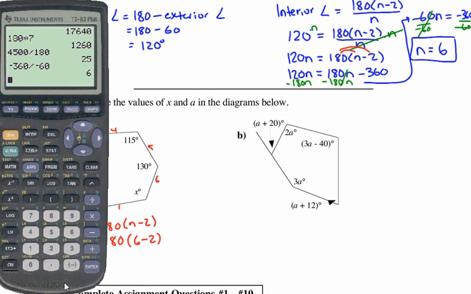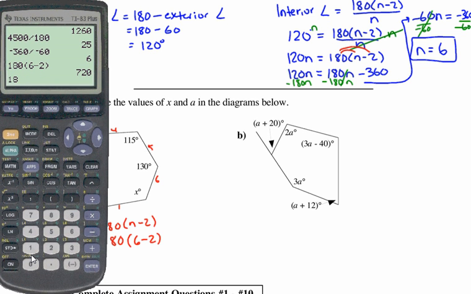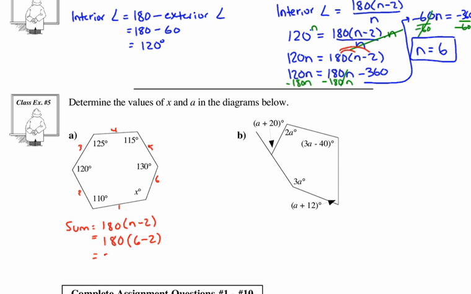Make sure when you type this in your calculator, it's really important, if you want to type it in as you see it here, you add those brackets. Because if you don't, then your calculator is going to multiply by 6 and then just subtract by 2. That's not the same thing. Or you can subtract the 2 first, so go 180 times 4. So 720 degrees.